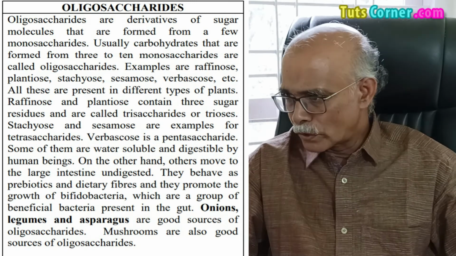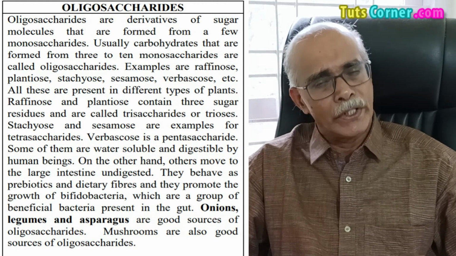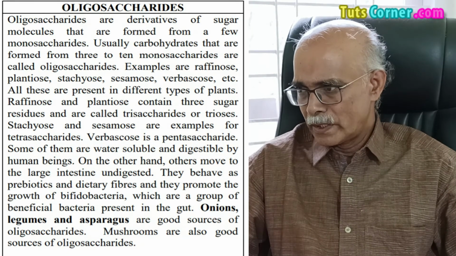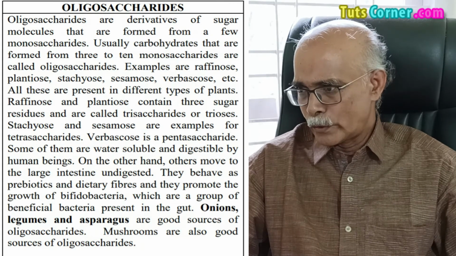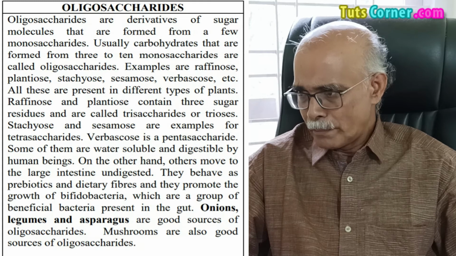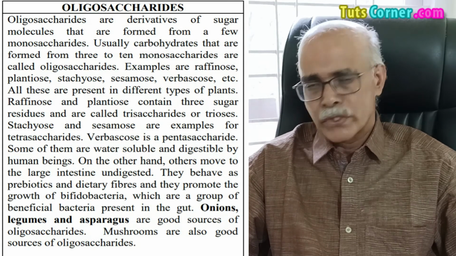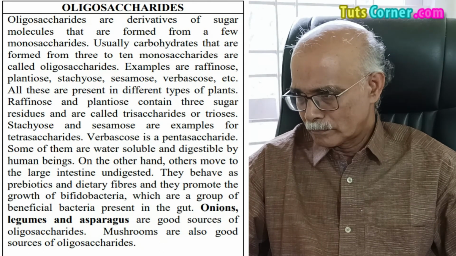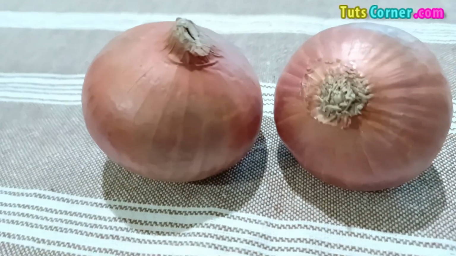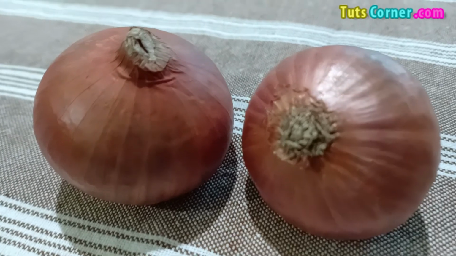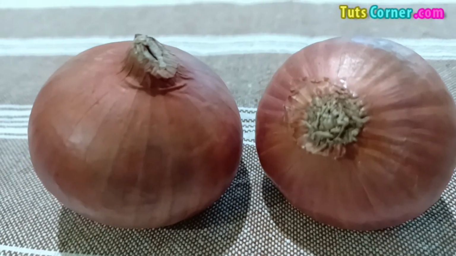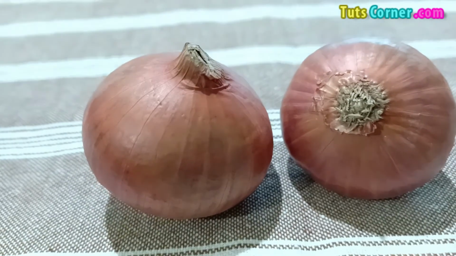They promote the growth of bifidobacteria in the gut. Bifidobacteria are a group of beneficial bacteria present in the gut. Onions, legumes and asparagus are good sources of oligosaccharides. Mushrooms are also good sources of oligosaccharides.